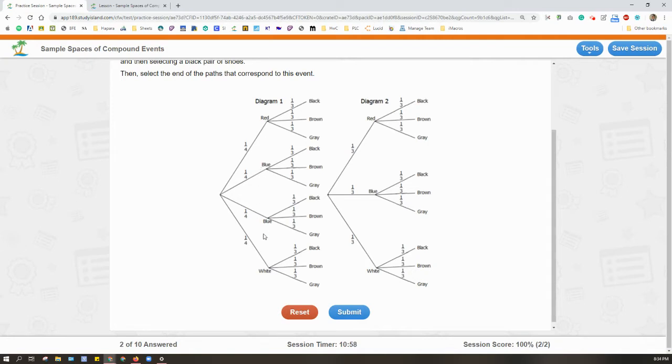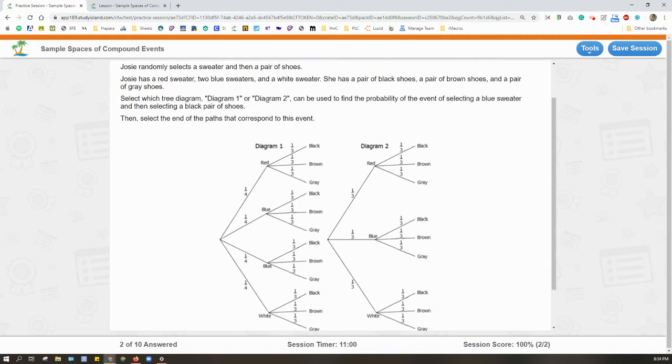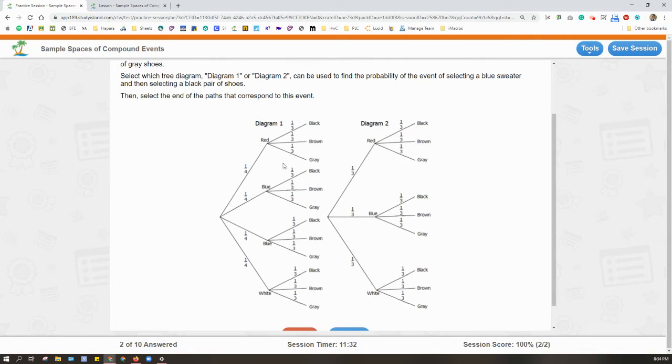This first part of the tree, this first branch, represents the sweaters. And there are two blue options because she has two blue sweaters, whereas she only has one red sweater and one white sweater. So there's one red branch to represent her one red sweater. There's one white branch to represent her one white sweater. And then there's two blue branches to represent her two blue sweaters. After that, there's a branch off of each one of those sweaters for her one pair of black shoes, one pair of brown shoes, and one pair of gray shoes. So altogether, we see all of the correct options for diagram 1.